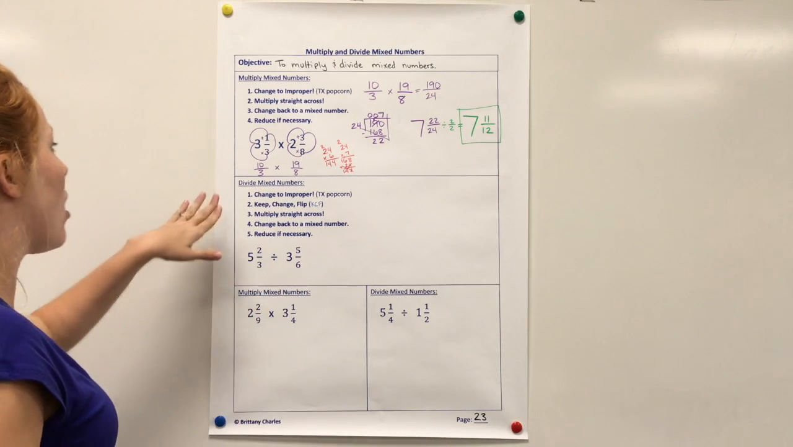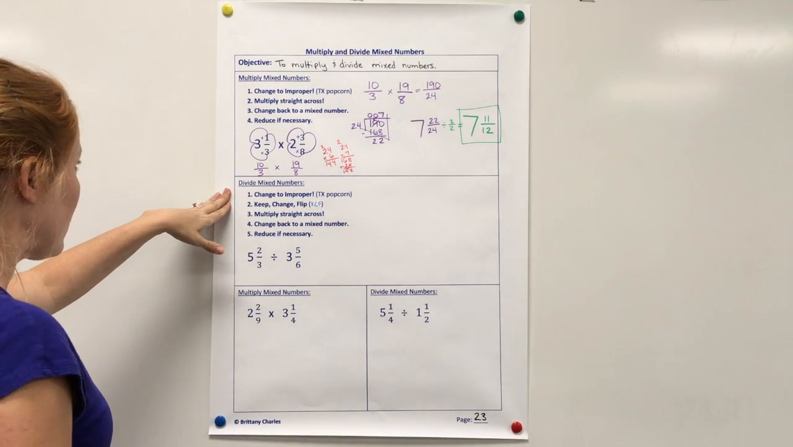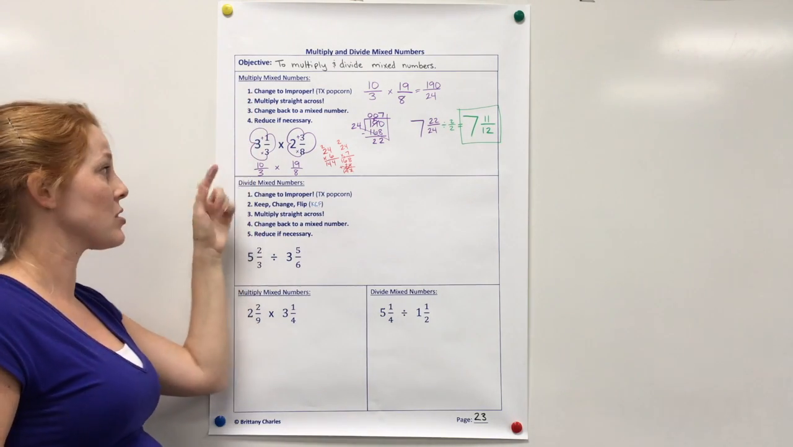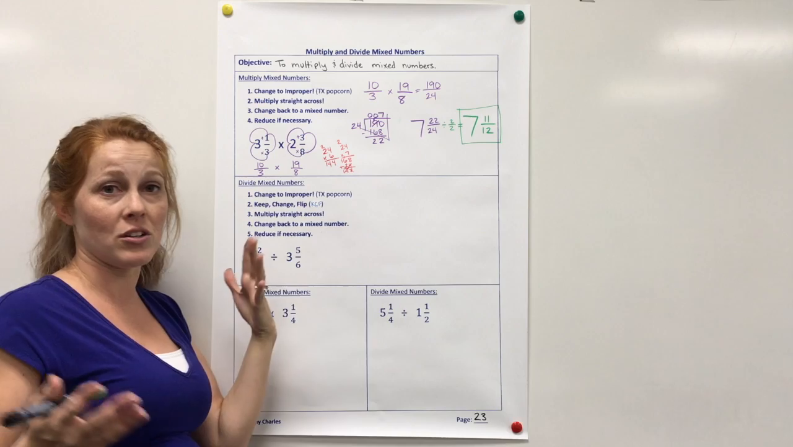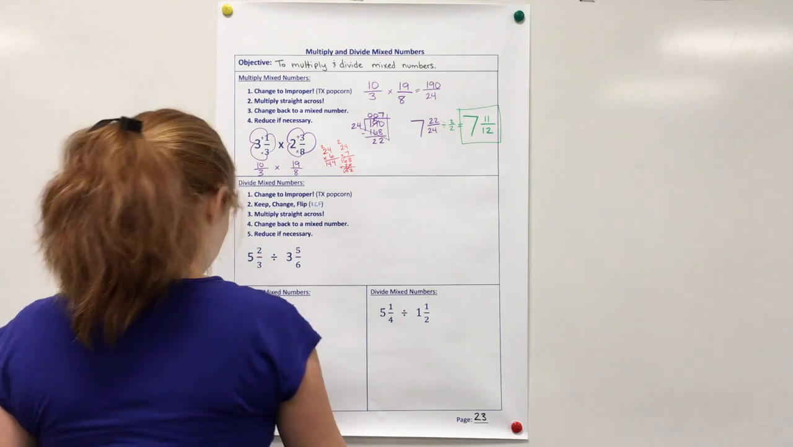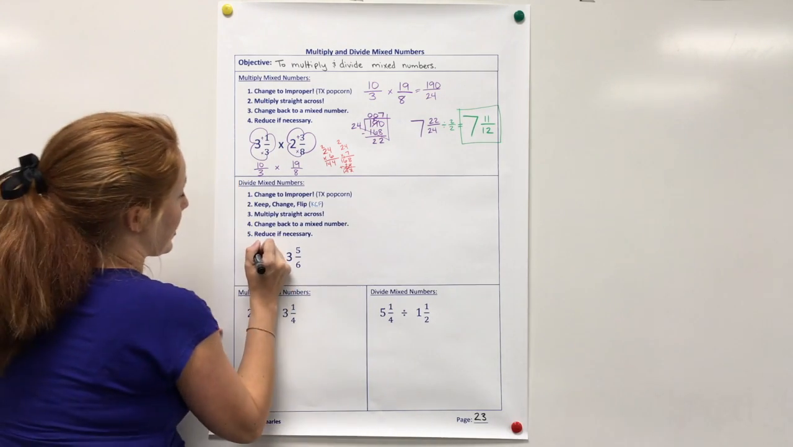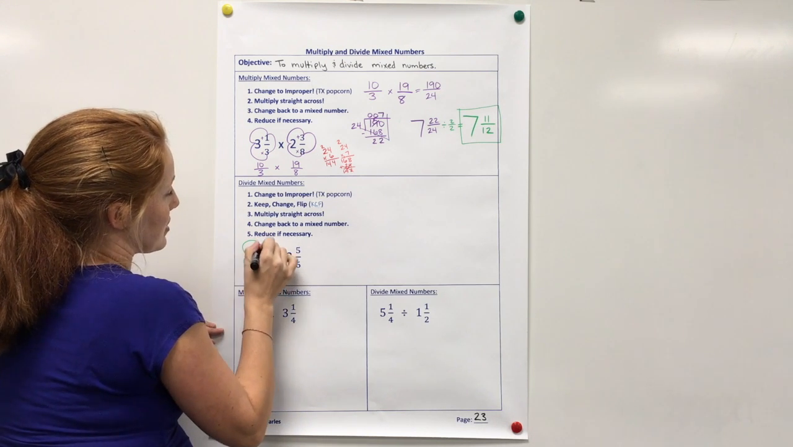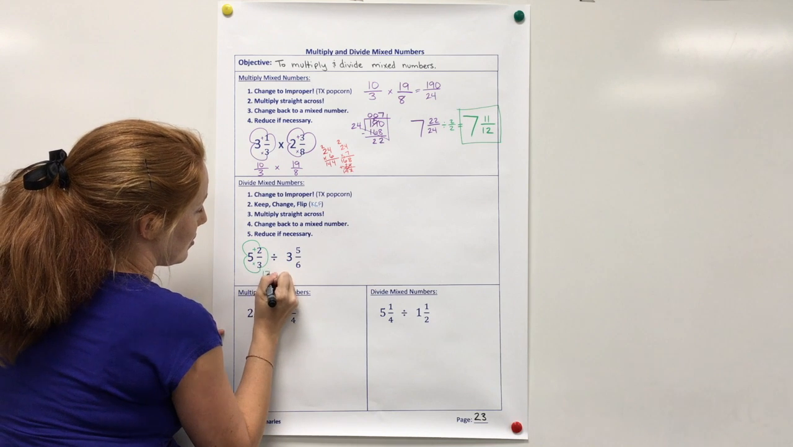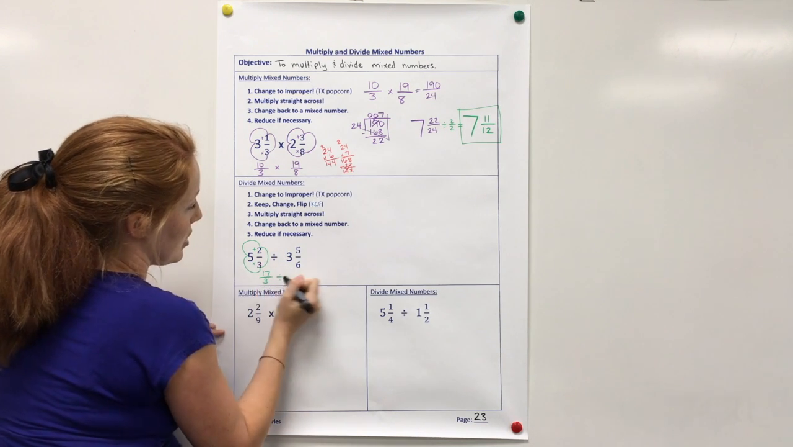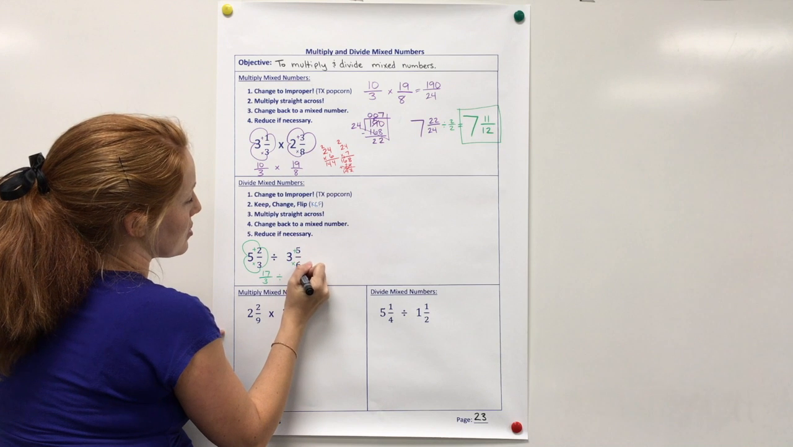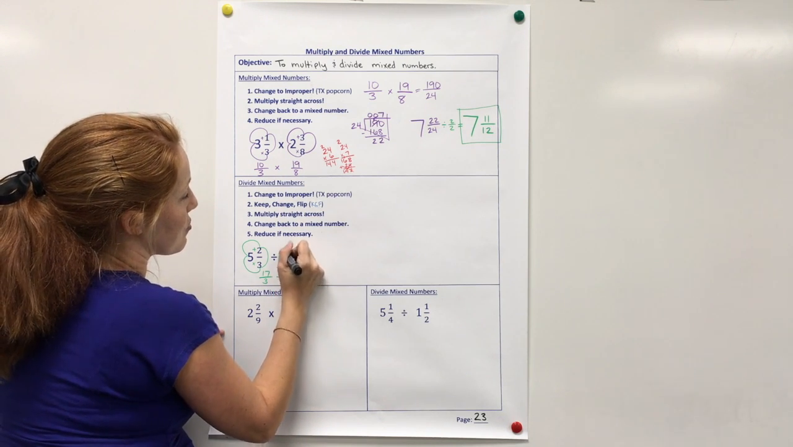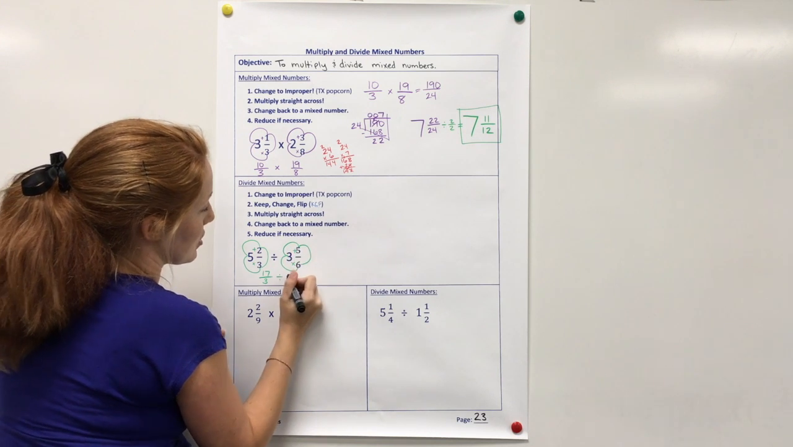Okay, now on to division. If I want to divide mixed numbers, it's very similar to this. The first thing I'm going to do is still change to improper. Okay, so I'm going to make these improper fractions. Texas popcorn. 3 times 5 is 15, 16, 17 thirds. And then Texas popcorn. 6 times 3 is 18, 19, 20, 21, 22, 23 over 6.